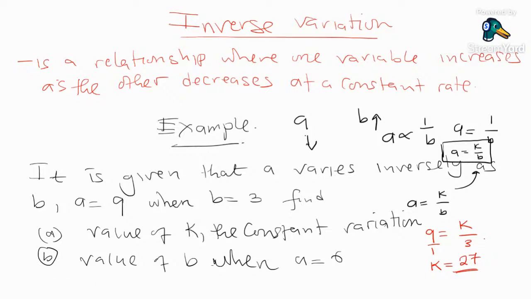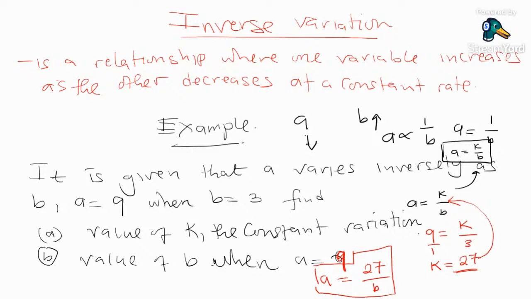Okay. Now they are saying find the value of B when A is equal to 6. Let me just make some modification here. Instead of 6, I'm going to put 9 so that we don't have a decimal. So how do you find B? After you found K, replace it where there's K. So you're going to have A is equal to 27 over B. This is what we are going to go with in calculating the next questions.